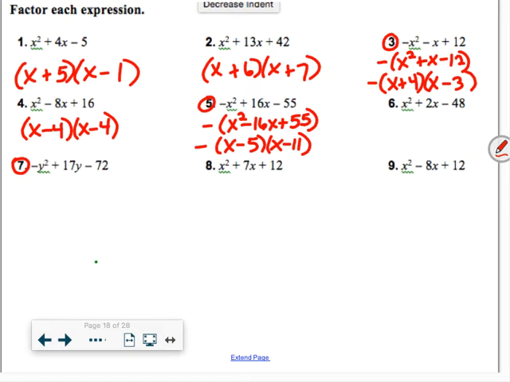Because I needed to multiply to a positive 55. But you have the negative outside of it, so it wouldn't be x plus 5 and then x plus 11? No, because I factored the negative out. When I pulled this negative out, do you see that gave me minus 16x and a plus 55? So what happens inside is unrelated to the negative outside. Oh, okay, it's just out there, and now I'm factoring that inside. Good question. All right, number 6, I got x plus 8 times x minus 6.